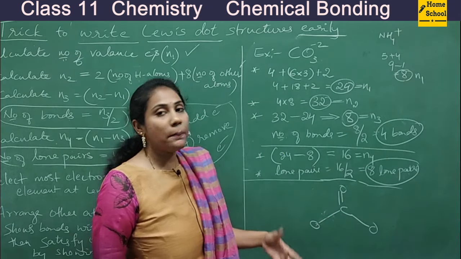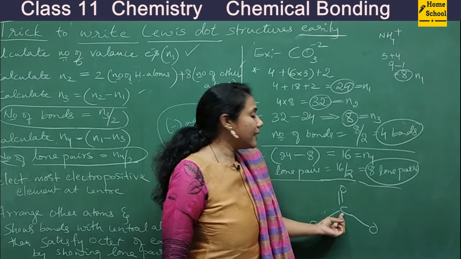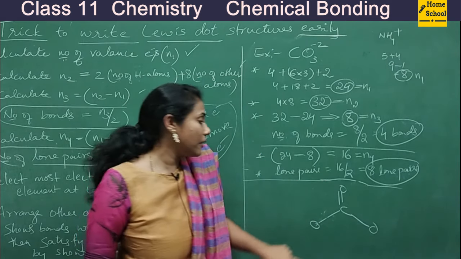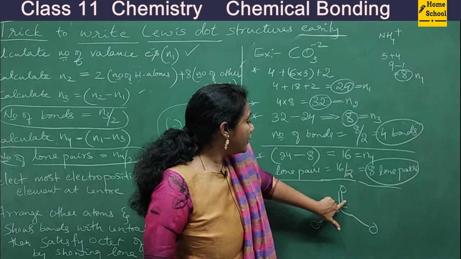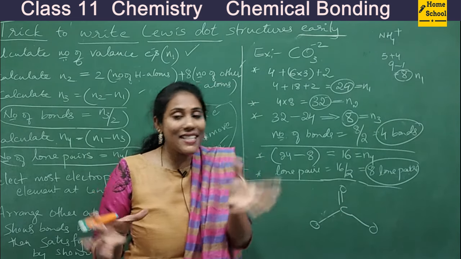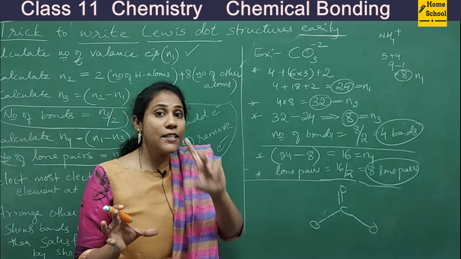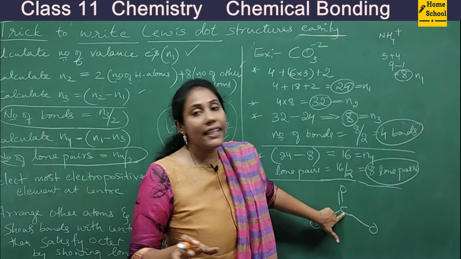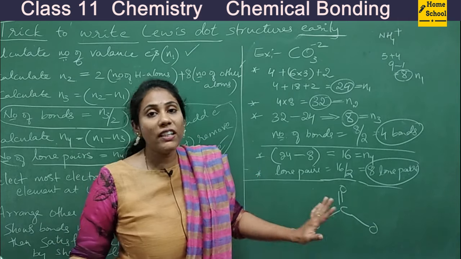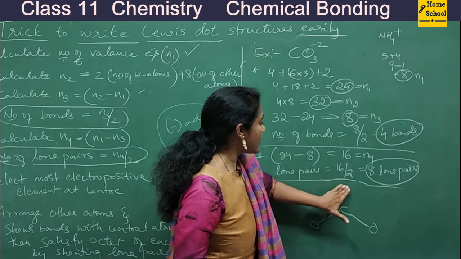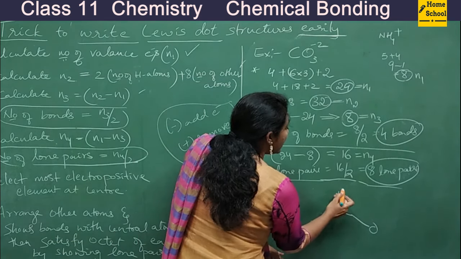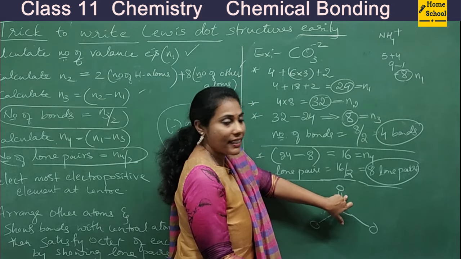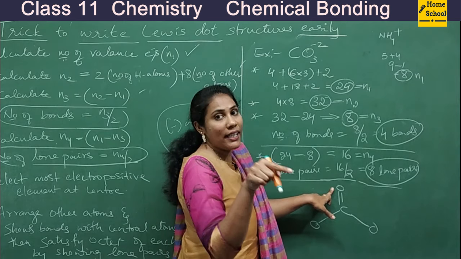For showing a lone pair, first check whether the octet of the central atom is complete or not. See carbon, 1, 2, 3, 4, it has 4 bonds around it. 4 bonds means 4 twos are 8 electrons. So 8 electrons are already there around carbon. So no need to touch our carbon. And coming to this oxygen, guys, this oxygen has 2 bonds. That means 4 electrons are there. It needs 4 more electrons.